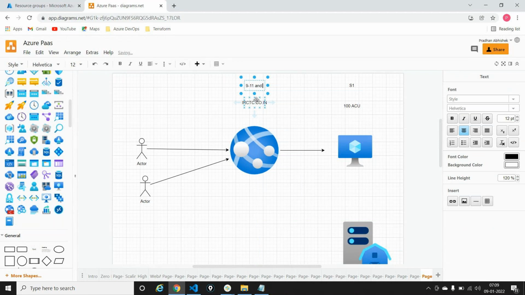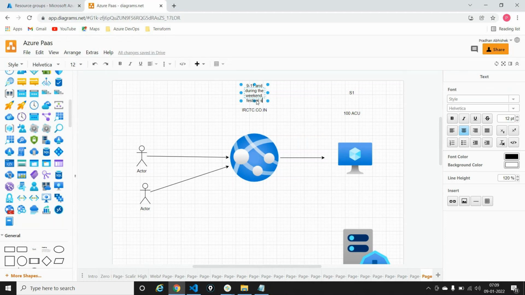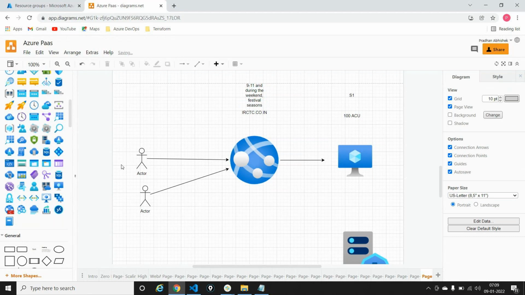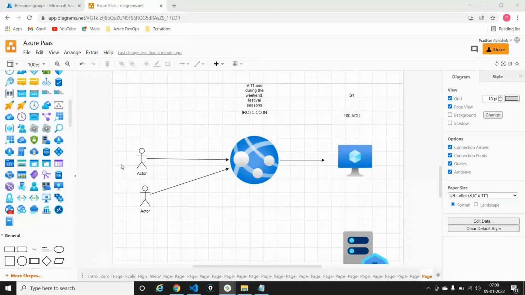But it turns out that during that 9 to 11 window, during the weekends and during festival seasons, there is a very heavy spike in the traffic. Instead of 1,000 users, there are about 10,000 users per second visiting my website. This is the issue I have. Since 10,000 users are parallelly trying to book tickets and make reservations, there is a lot of load on the application.